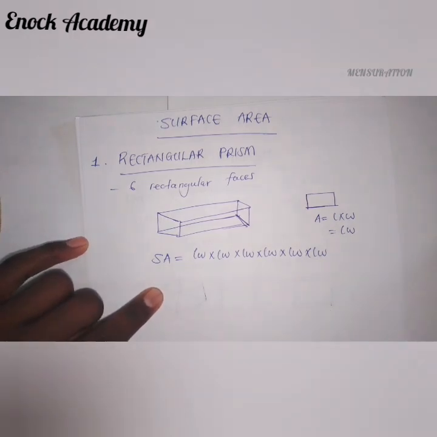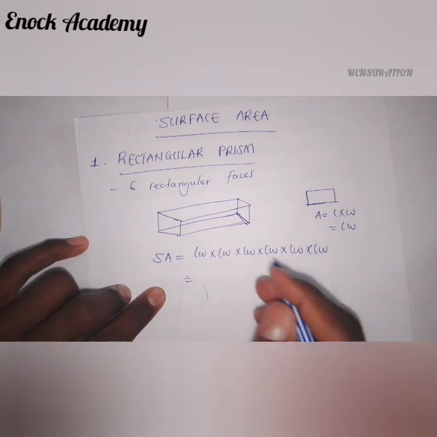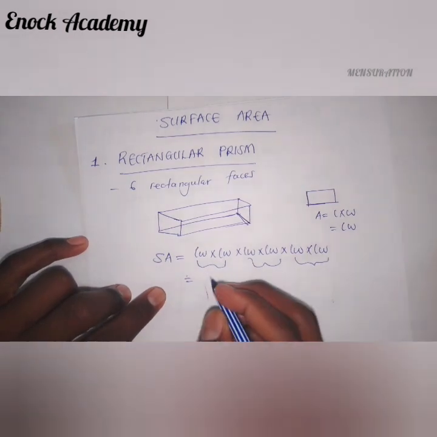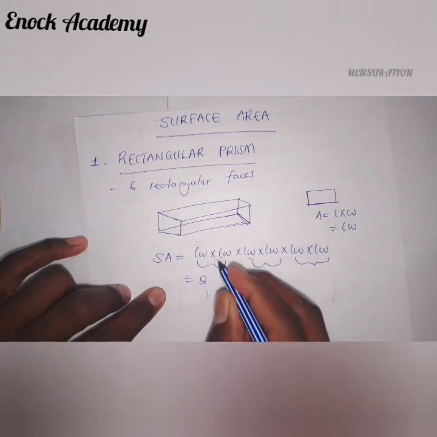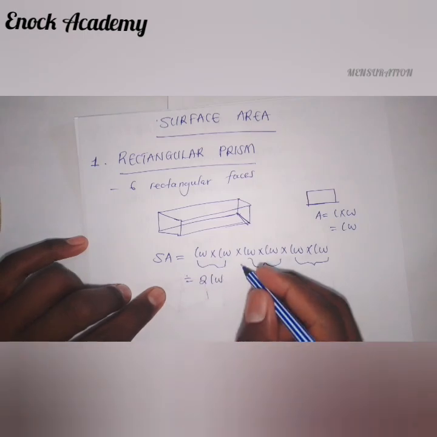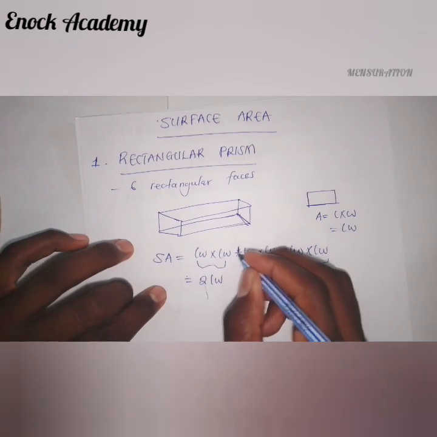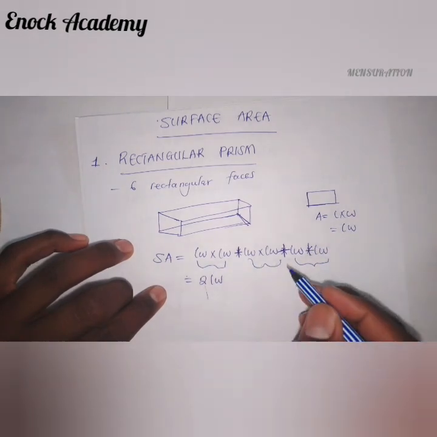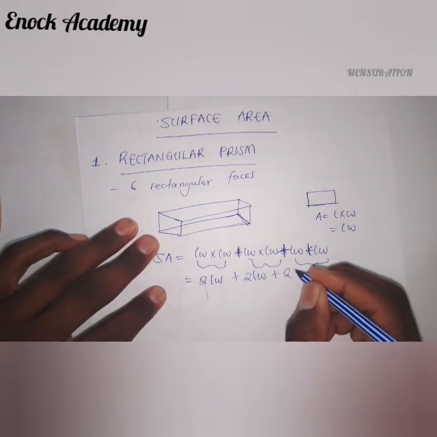So this is the formula for the rectangular prism. But if we want, we can reduce it. We group them. Here it's plus, sorry. We had their areas, so here it's plus. So 2LW plus 2LW plus 2LW.